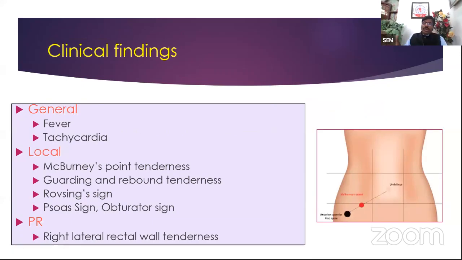Next, you have a general examination of the patient. Patient temperature is slightly high. I told you around 37.8 or 38, never more than 38. Tachycardia invariably is one of the signs. Systemic inflammatory response syndrome, SIRS, tachycardia.